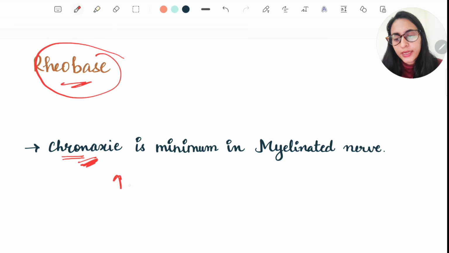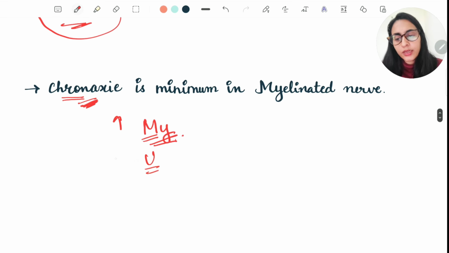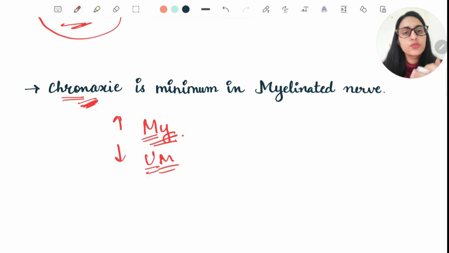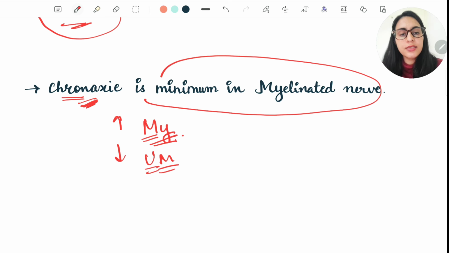Increasing order of chronaxie is firstly seen in the myelinated nerve. There is the least chronaxie, it is most excitable. So the more the excitability of a cell, the lesser is the chronaxie. So it is the opposite. So myelinated nerve has got the least chronaxie, it is more excitable. Then second we have unmyelinated nerve, which is the second most excitable and has the second least chronaxie. So minimum chronaxie is seen in the myelinated nerves.